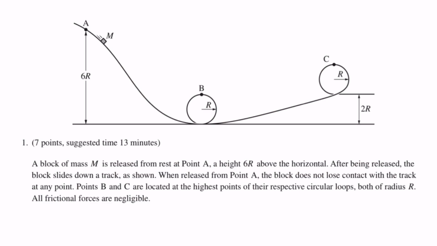A block of mass m is released from rest at point A, which is height 6r above the horizontal. After being released, the block slides down the track. Released from point A, the block doesn't lose contact at any point. Points B and C are located at the highest points of their respective circular loops, both of radius r, and all frictional forces are negligible.